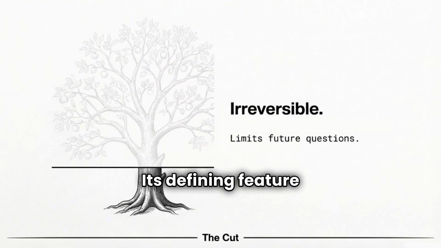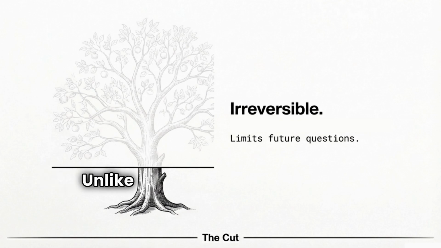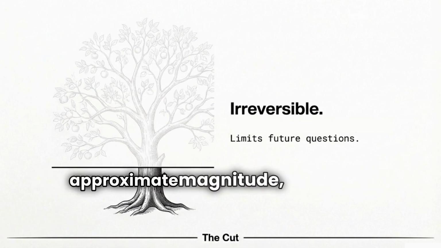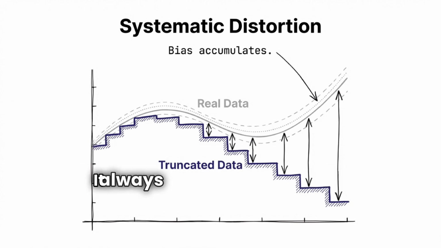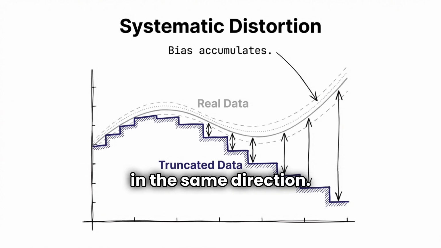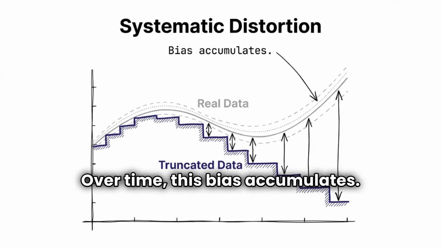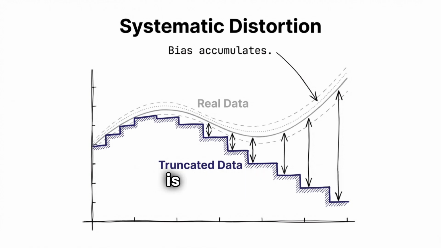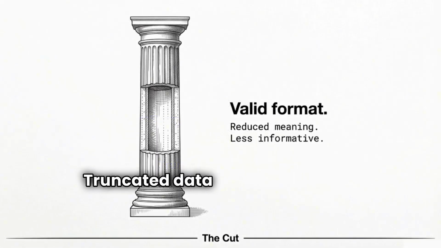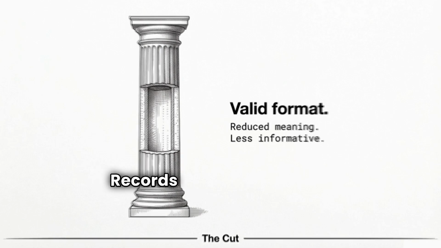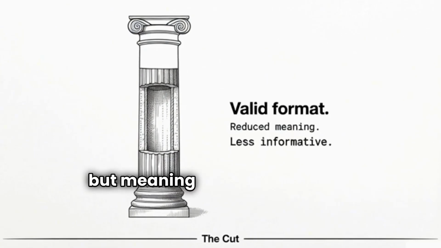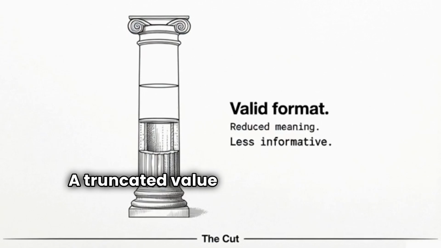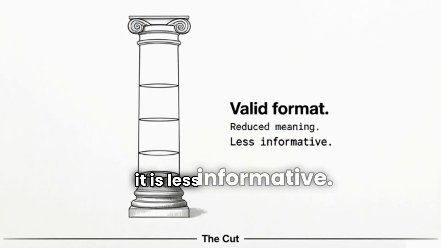Its defining feature is irreversibility. Unlike rounding, which preserves approximate magnitude, truncation introduces systematic distortion. It always removes information in the same direction. Over time, this bias accumulates. Another feature of truncation is invisibility. Truncated data often looks valid. Values fall within expected ranges. Records load successfully. Systems continue operating normally. But meaning has been reduced. A truncated value is not just smaller, it is less informative.